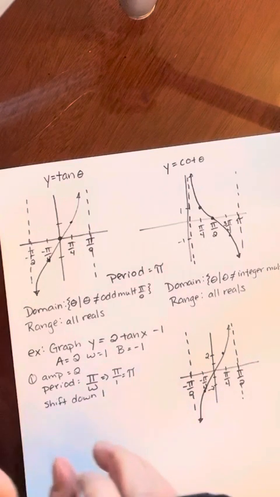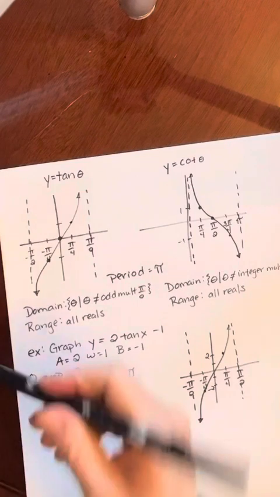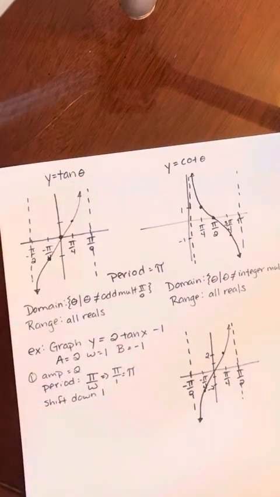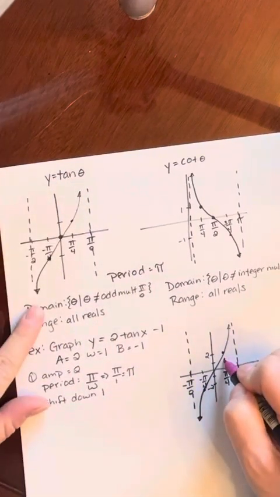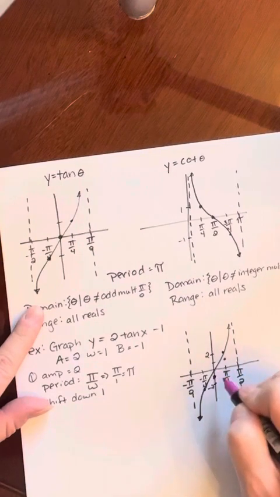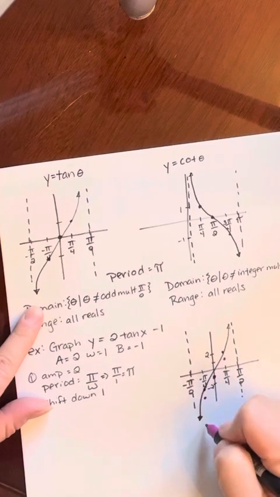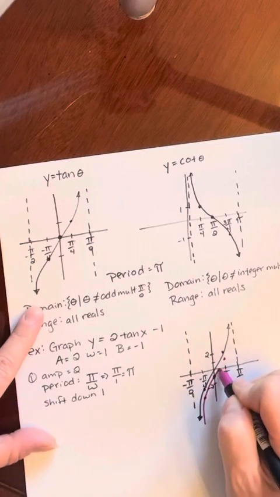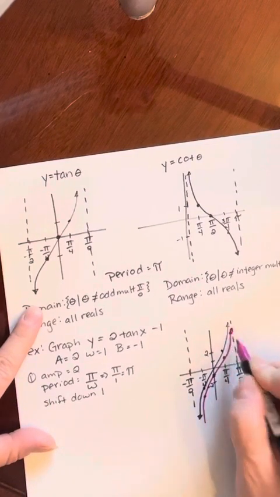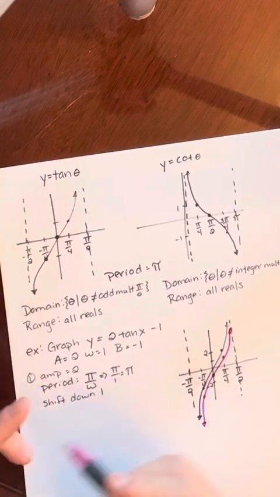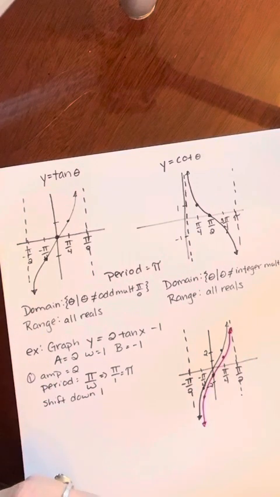But now we have to do our little shift down. So let's go ahead and, I should have dotted that, I'm sorry. That's all right, we'll do it in purple. Shift down 1, take your 0, shift it down 1, take this guy, shift it down 1. So our shifted graph will look like that. Alrighty. Okay.